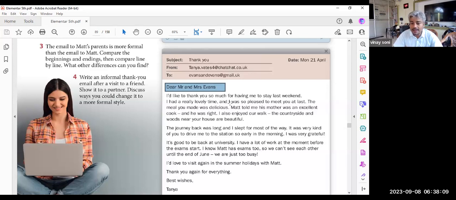So I would like to thank you so much for having me to stay last weekend. आप जब आपकी इंग्लिश बहुत अच्छी हो जाएगी तो आप मुझे कैसे शुक्रिया करोगे, कैसे धन्यवाद दोगे इंग्लिश में? बताओ तो, इंग्लिश में बोल के बताओ.